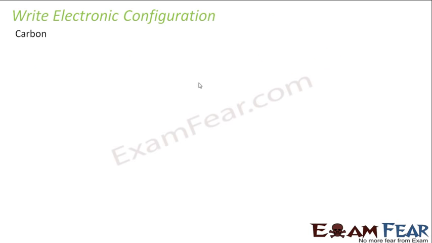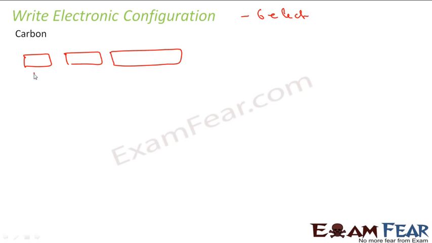Let's take carbon. Carbon has 6 electrons. Same thing I can write. Let me write the first box form. So this is my box. This is my 1s orbital. Then I have the 2s orbital. And then the next orbital is 2p. I am writing in the form of increasing order of energy. So these are the 1s subshell, 2s subshell, 2p subshell. This 2p subshell will have 3 orbitals. So I wrote 3 orbitals.